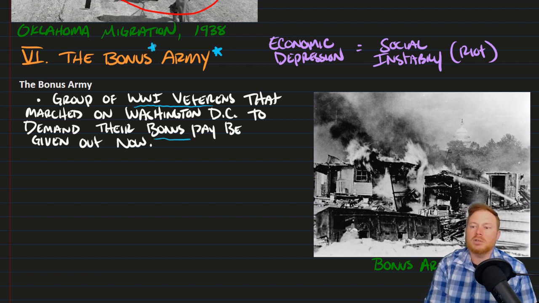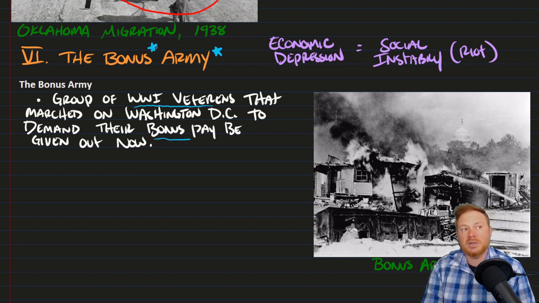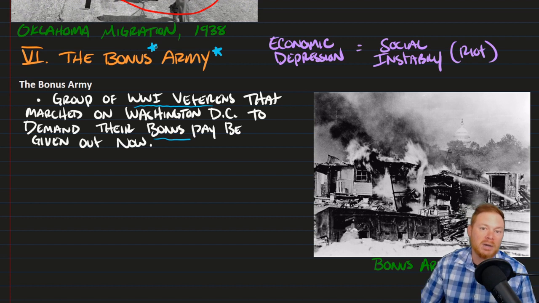It's the term bonus. These veterans had been guaranteed, promised, whatever you want to use, additional pay, but this additional pay was not going to come out until a later time. So they weren't going to get paid until like the 1940s. Because of the economic downturn, they wanted their money now. So a giant group of veterans, 5,000 or so of them, went to Washington, D.C. and wanted to put pressure on Congress to say, hey, look, pass a law that will give us our money now.